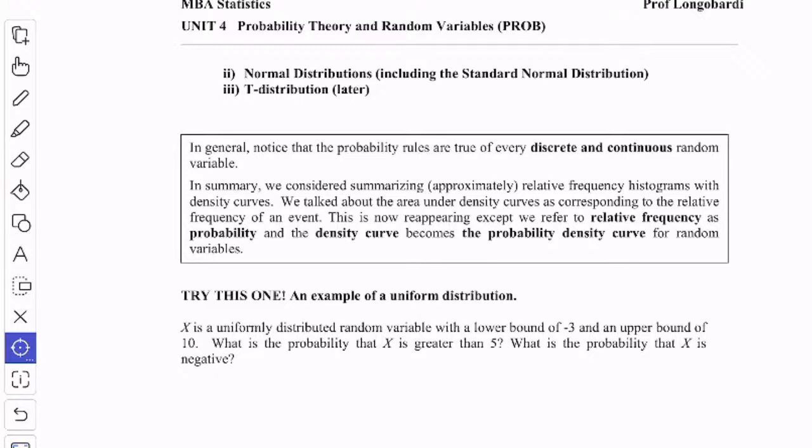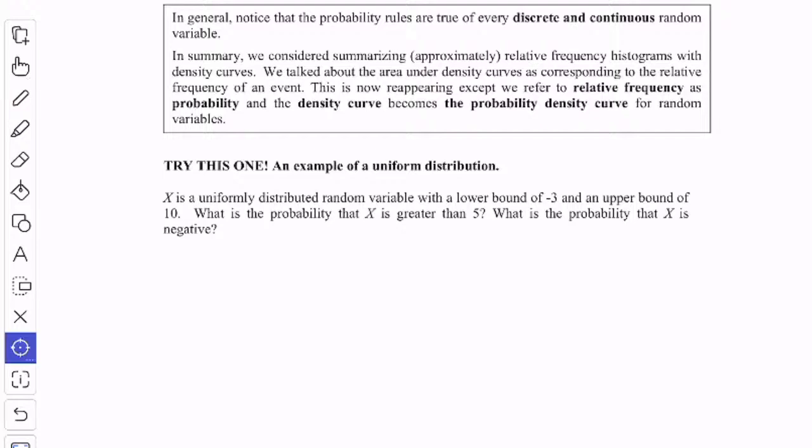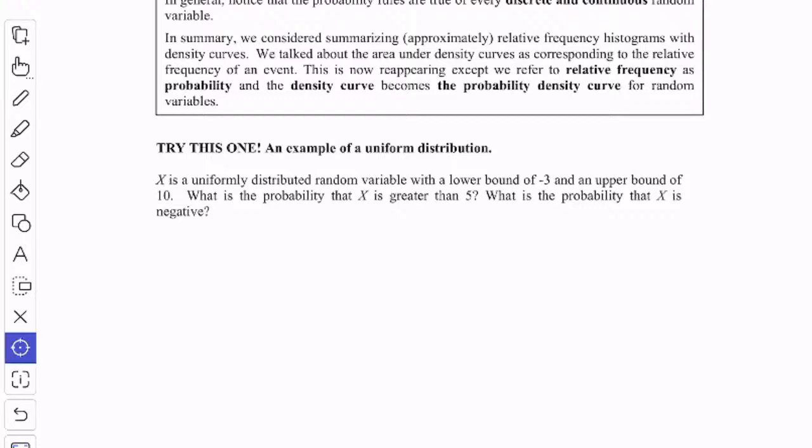Okay, so let's try this exercise down here. I just put a summary of what I said in this box here. Why don't you try this one? I'll give you 5 minutes to try this. Okay, and I'll be right back.